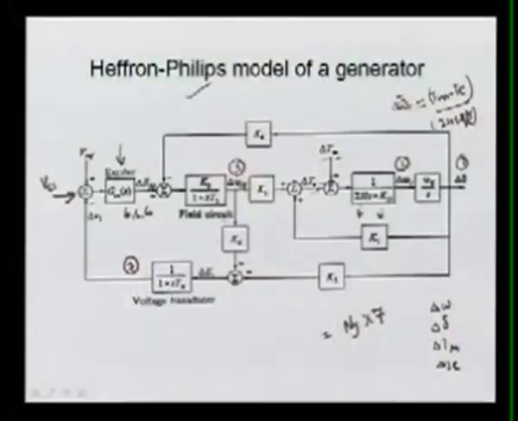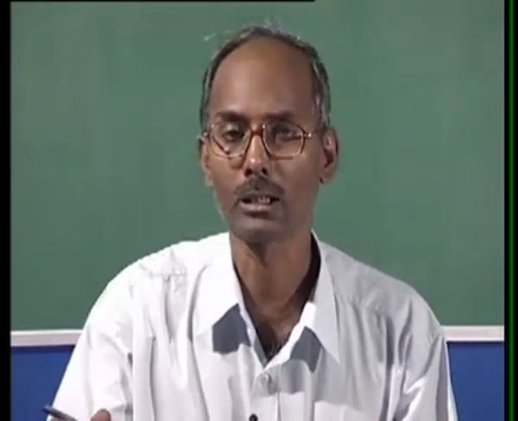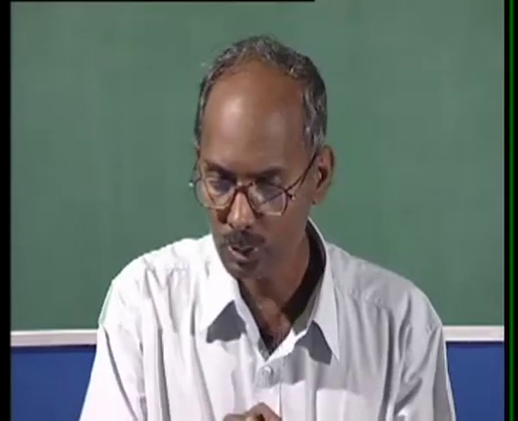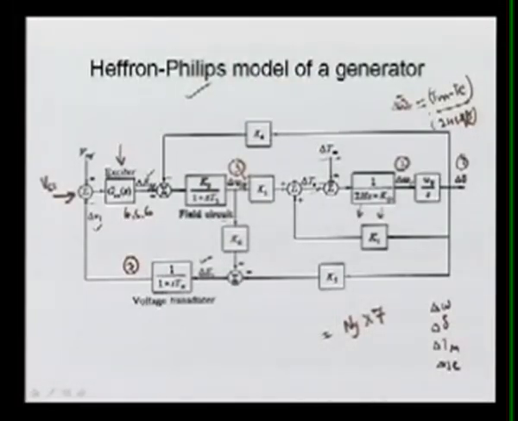So that's why everywhere you will find the differences that we are getting here, the difference values, not the actual values, because these are the non-linear equations, those are linearized ones. So this is the complete model of a generator including exciter, and this is nothing but your 7-state model.